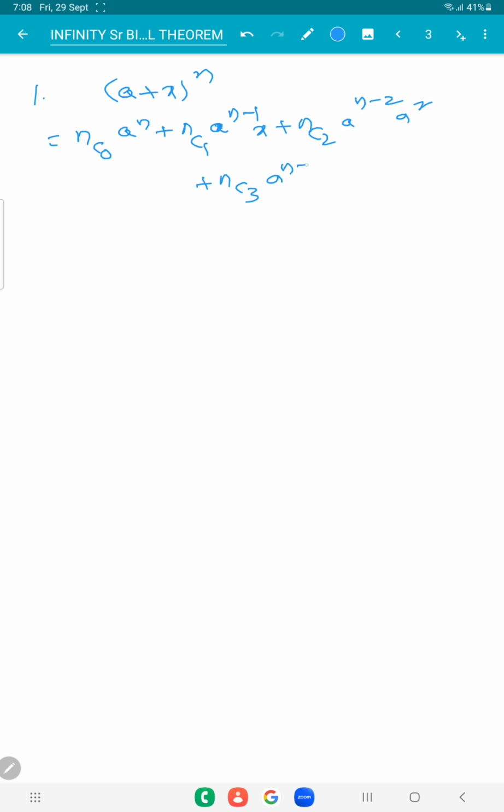Solution: given expansion is a plus x whole power n, right? Can we write the terms? What is the first term? nc0 a power n. Second term is nc1 a power n minus 1 x, plus nc2 a power n minus 2 x square. Next one is plus nc3 a power n minus 3 x cube, plus and so on. Why did I write only 4 terms? Because I need only the second, third and fourth terms.